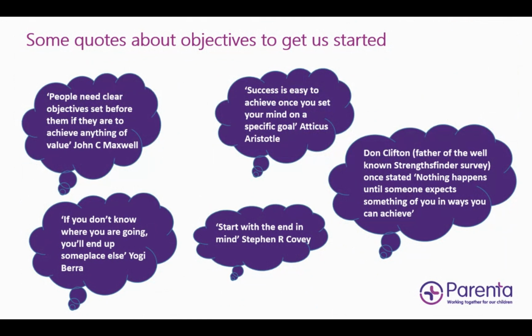But it's really useful. £10. It was £10 then. Get the book, do the test, do the survey, and then the book tells you a bit about the Strength Finder. But it's really useful in identifying your own strengths. Anyway, his quote about objectives is, nothing happens until someone expects something of you in ways you can achieve.